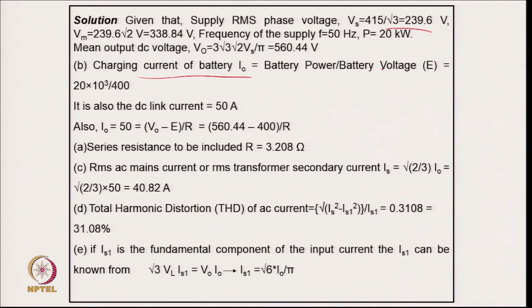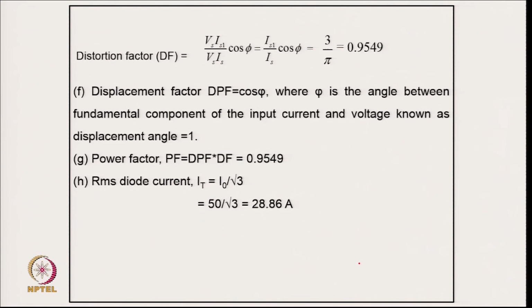So, the charging current of the battery we can calculate from here because we know the power. Now, the DC link current is this much. Then we can calculate the resistance from that to limit that current, and this is from the RMS current and total harmonic distortion and typically the fundamental current. So, we get the distortion factor. Of course, here we have a displacement factor of unity. So, the power factor is typically 0.5, and this is the diode current.